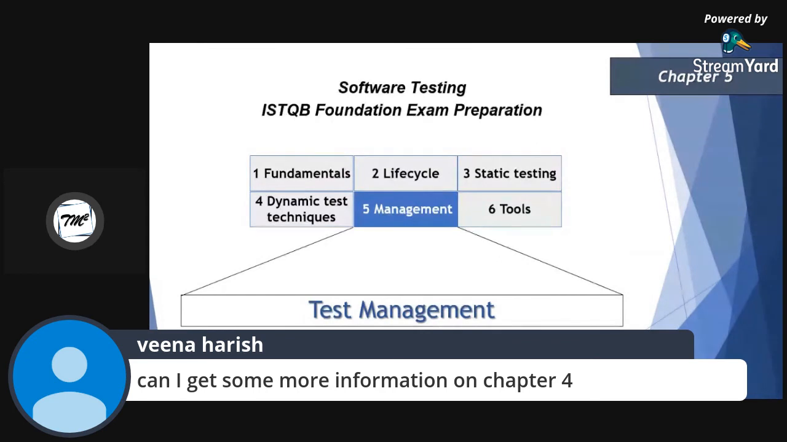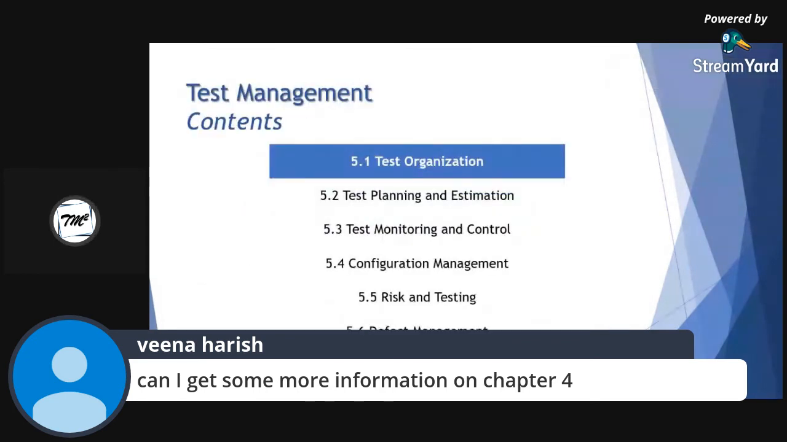So the next thing we are looking at is chapter 5, which is the lengthiest chapter of the syllabus, and we will be talking about a lot of key areas and key terminologies, except understanding from the point of the terminologies of this entire testing. So as you move into chapter 5: test organization, test planning and estimation, test monitoring and control, configuration management, risk and testing, defect management.